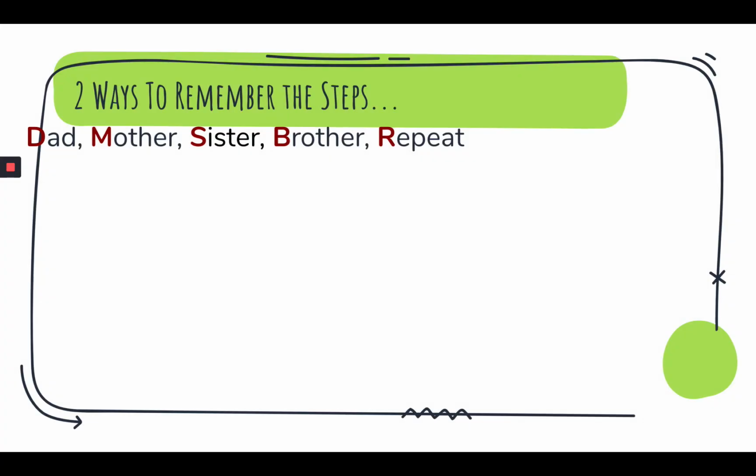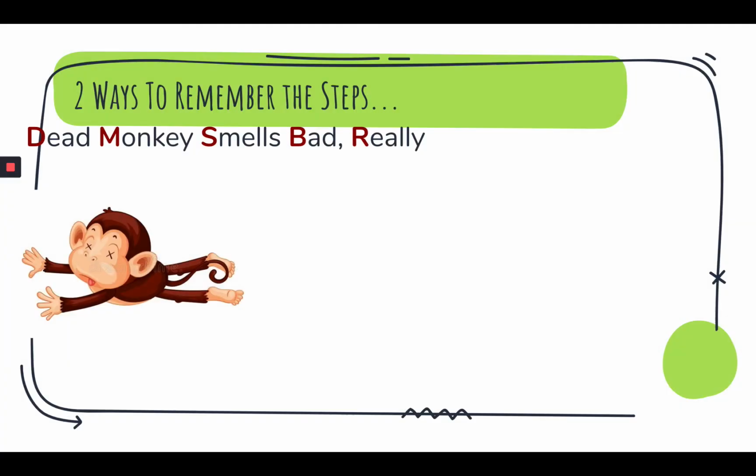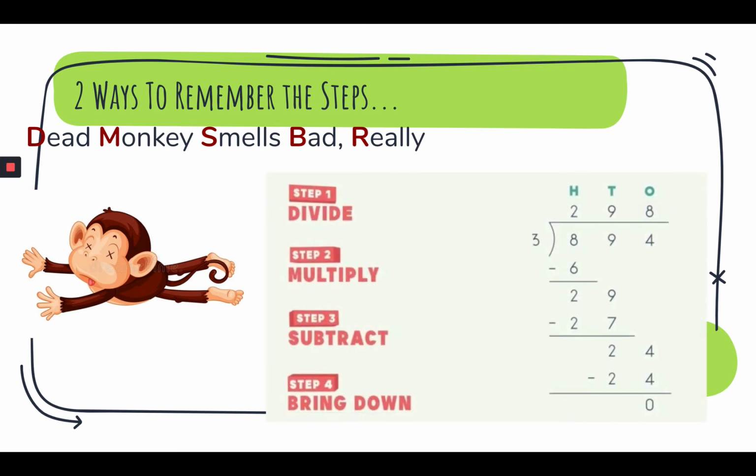Another review is that a lot of you guys remember the steps for long division. A lot of math teachers teach this saying, dad, mother, sister, brother, repeat, which stands for divide, multiply, subtract, bring down, and repeat. Again, if you struggle with long division, yesterday's lesson was all about long division. So always good to practice. I like dead monkey smells bad, really, instead of dad, mother, sister, brother. It's the same thing. It stands for divide, multiply, subtract, bring down, and the really stands for repeat.